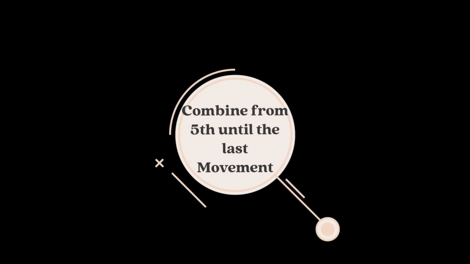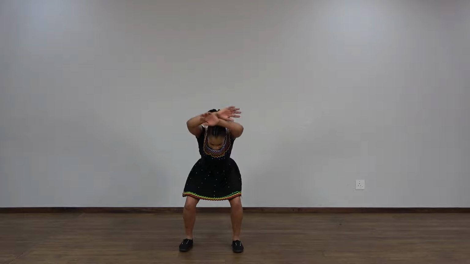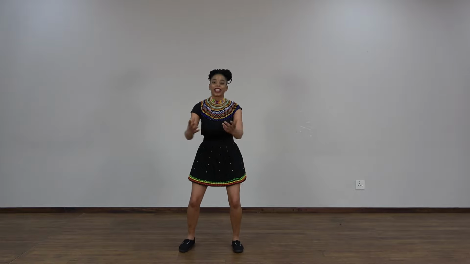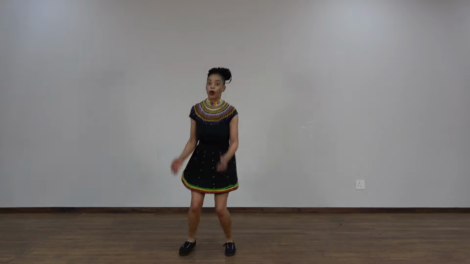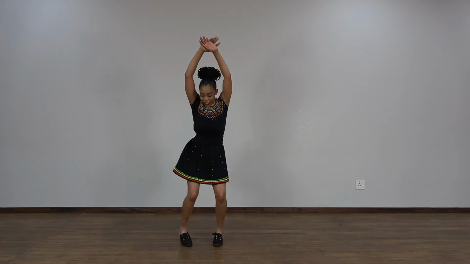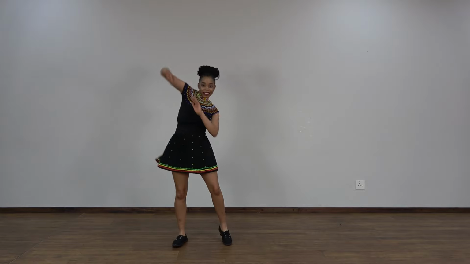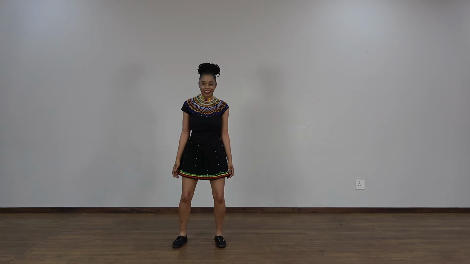So let's combine the fifth movement to the last movement. Ready? 5, 6, 7, and 1. And 1, 2, 3, 4, 1, 2, jump and move forward. 1, 2, 1, 2, 1, 2. Let's combine from the top till the end with music.